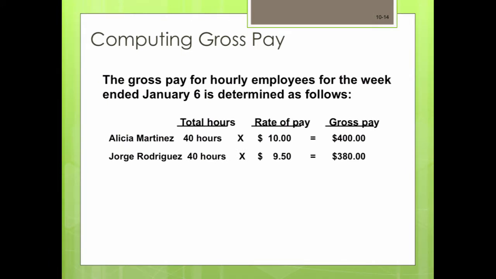Okay, so gross pay is calculated by multiplying the number of hours times the rate of pay, unless there's overtime involved. So we have an example here for the week ended January 6th for 2 employees. We have Alicia Martinez and Jorge Rodriguez. Both of them worked 40 hours, but they have different rates of pay. Alicia gets paid $10 an hour and Jorge $9.50. So you would just multiply the number of hours times the rate of pay to get the gross pay. So for Alicia, it's $400, and for Jorge, it's $380.